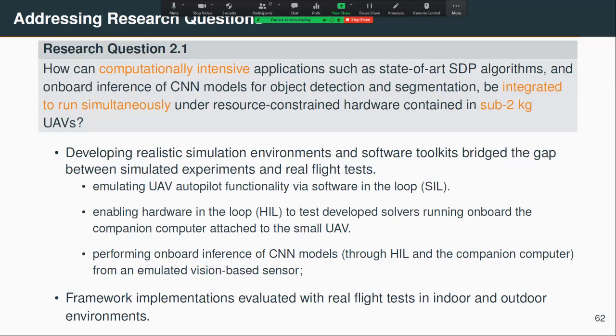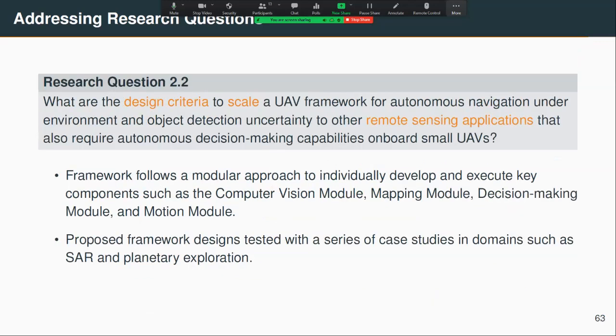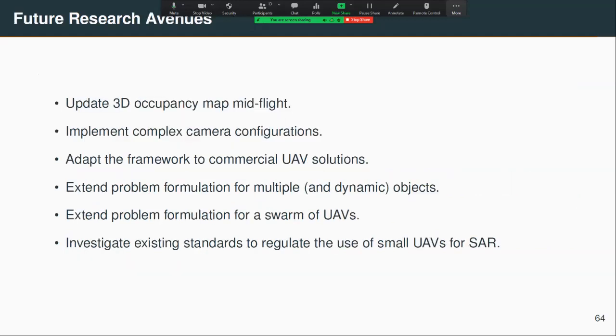I was also able to perform onboard inference of CNN models on the companion computer using hardware in the loop in simulation by emulating a vision-based sensor that also reduced the amount of resources until converging into an optimal UAV framework. For my last research question that talks about the design criteria to scale my framework, I found that the framework follows a modular approach to individually develop and execute key components such as the computer vision module, mapping module, decision-making module, and motion module. Lastly, I was able to test the proposed framework with a series of case studies in domains such as search and rescue and planetary exploration.